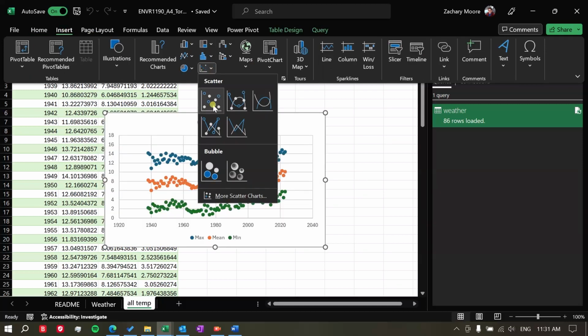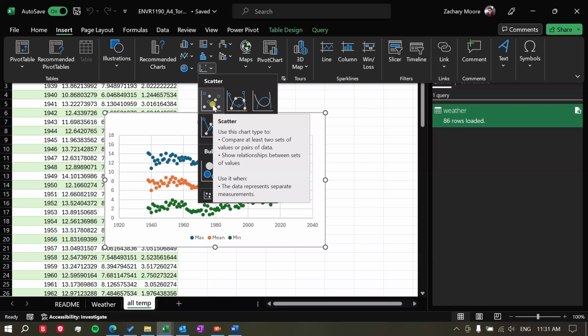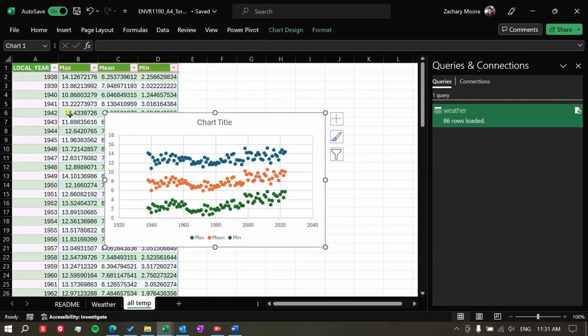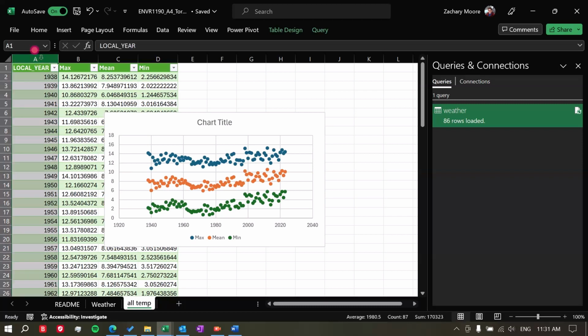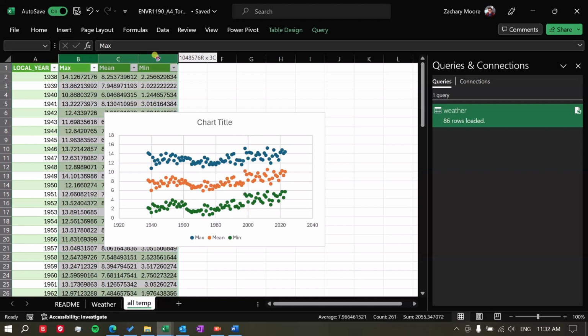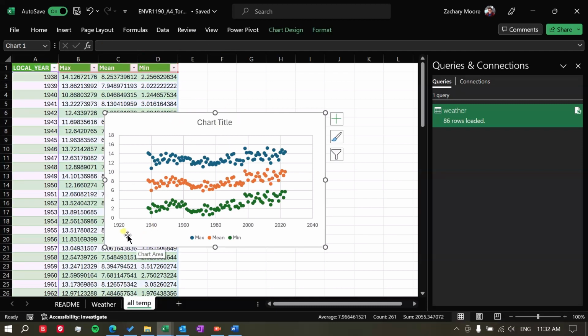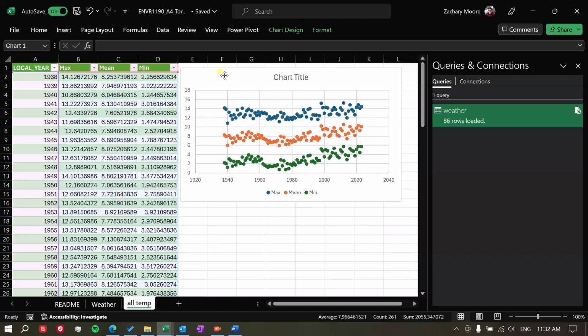We can simply go to scatter plot, and because we've set up our data in this way, we have our independent variable, our x variable, in the first column, and then we have these 3 dependent variables, our y variables, in columns after it. Scatter plots can recognize that in Excel, and it recognizes that we want to be plotting the temperature by time. So this is our basic standard format.